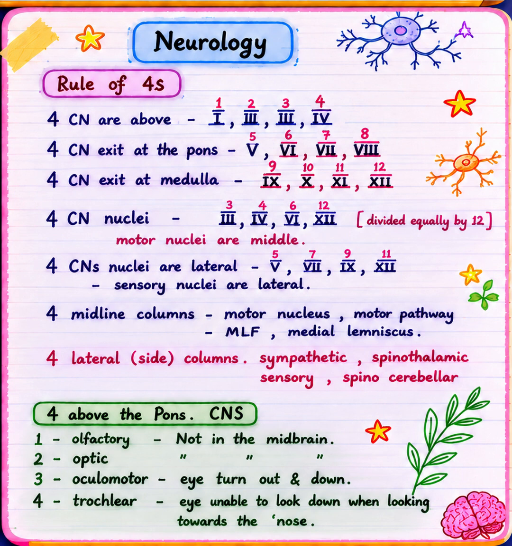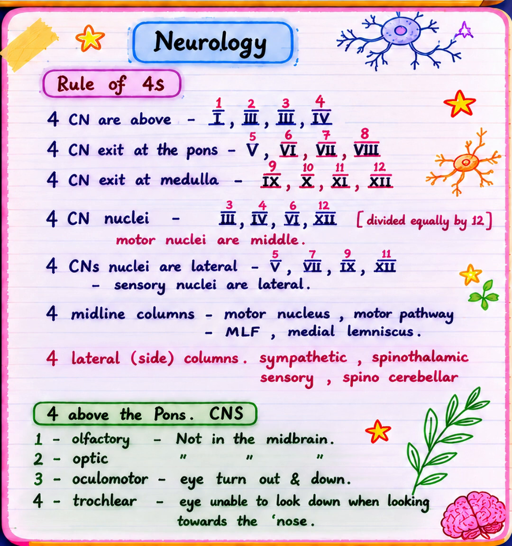Firstly, you have to remember the rule of four. First, you have to know the cranial nerves that exit the brain from the brainstem and their positions, okay? There are 4 cranial nerves that are above the pons. It is cranial nerve 1, 2, 3, and 4; remember this one first. After that, another 4 cranial nerves exit at the pons. That is cranial nerve 5, 6, 7, and 8. And another 4 cranial nerves exit below the pons, that is the medulla part. That is 9, 10, 11, and 12.